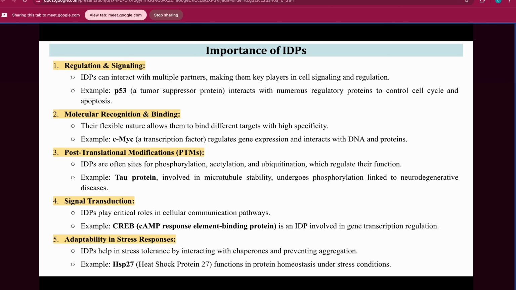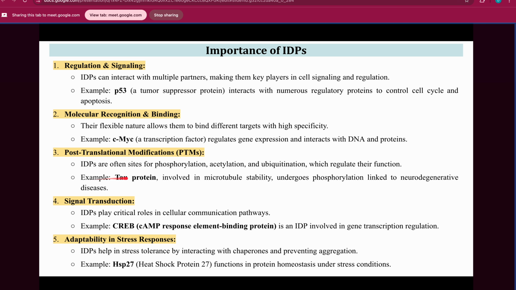There is a specificity for a particular substrate to which that particular protein can bind. But in the case of IDPs, as they have a flexible nature, they do not have a stable or constant structure. Due to this flexibility, they get the ability to interact with different targets along with high specificity. So this is one of the advantages. One such example is c-MYC, which is a transcription factor that regulates gene expression and interacts with DNA and proteins.